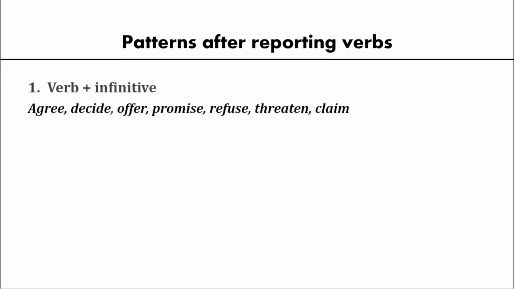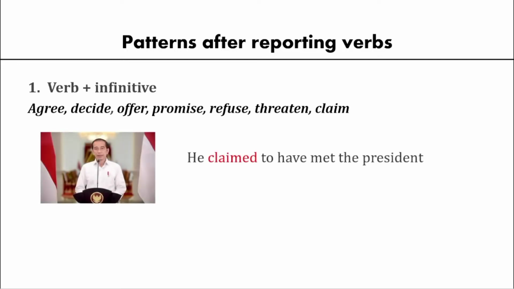Now let's look at patterns after reporting verbs. So we have some patterns after reporting verbs. The first is verb plus infinitive. Here are some verbs that we can use: agree, decide, offer, promise, refuse, threaten, claim. For example, he claimed to have met the president. So after the verb claim, we have the infinitive, to have.